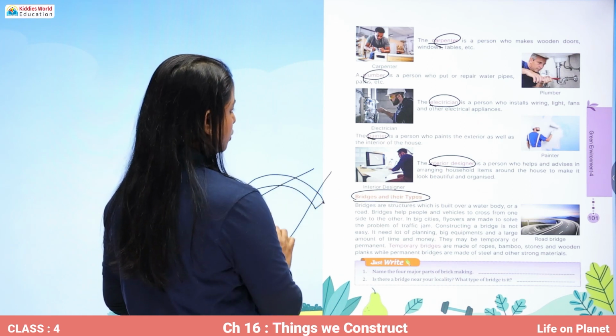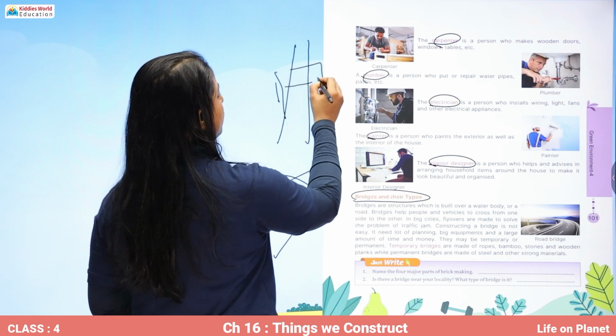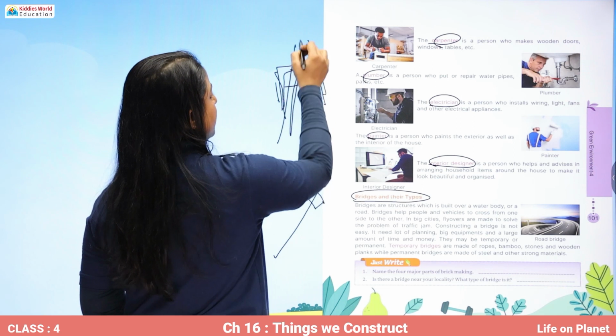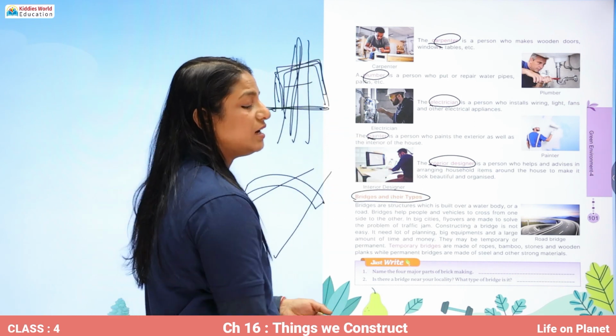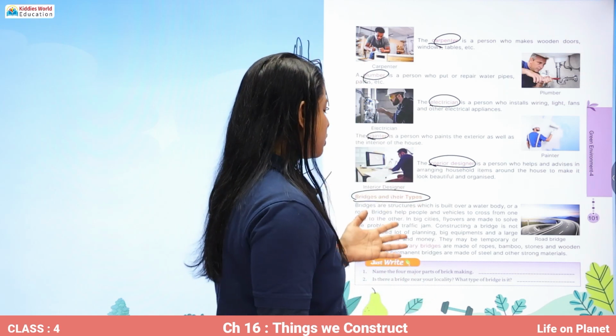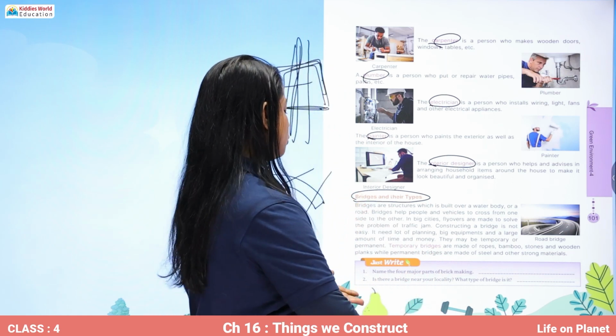So this is a bridge. Again, there is a road and there is a foot over bridge. This is a very busy road. No person can cross the road like this. So a bridge is being built over the road to cross the road. Bridges help people and vehicles to cross from one side to the other.